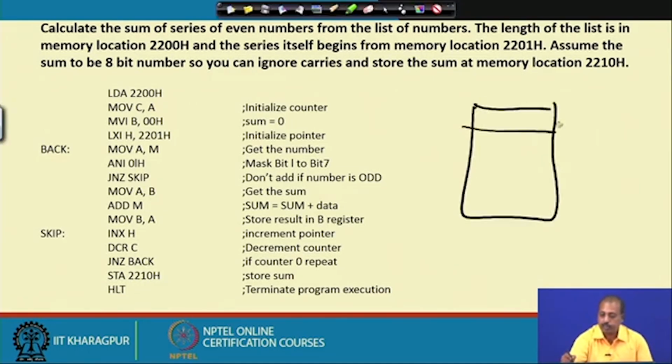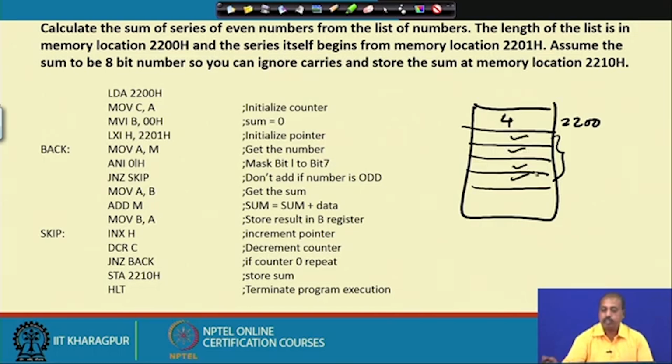So, this is the memory. At 2200 we have got the number of numbers. If I have got only say 4 entries, then this value will be 4, and here I have got the actual numbers. These individual numbers may be even or odd. The program is to sum up these even numbers, and there is an assumption that the total output sum is 8-bit wide only. So, there will be no overflow after we have added all the even numbers. We can ignore the carries and store the sum at memory location 2210. Finally, the sum has to be stored at location 2210.